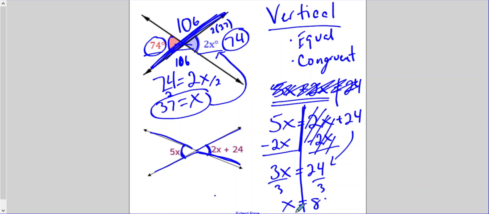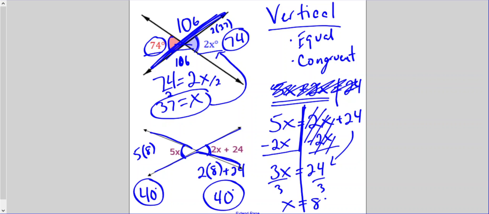That might be the end of your problem. If it's looking for the angle, then you have to plug it in here or plug it in there. 5 times 8 is 40. And not surprisingly, this should give you the same exact thing. 2 times 8 plus 24, 2 times 8 is 16, plus 24 is also 40. So the angle is 40 degrees. The x value that makes those angles the same is 8. Again, a little bonus, this is 140, because those make a straight line.